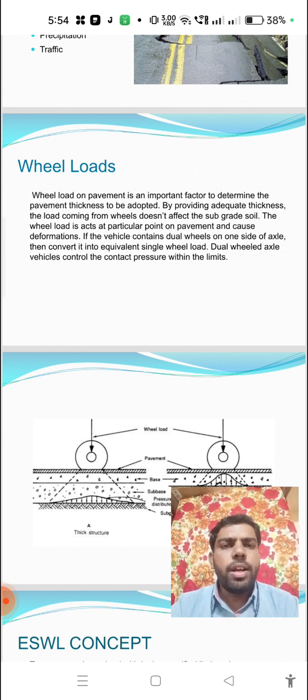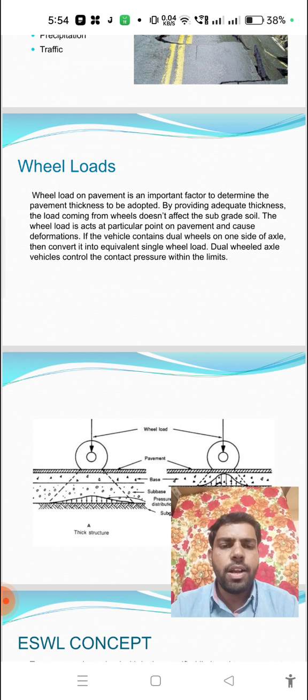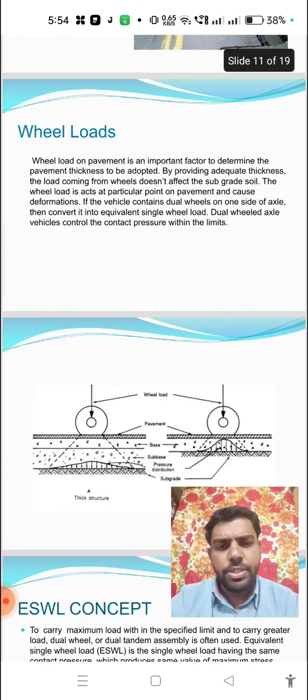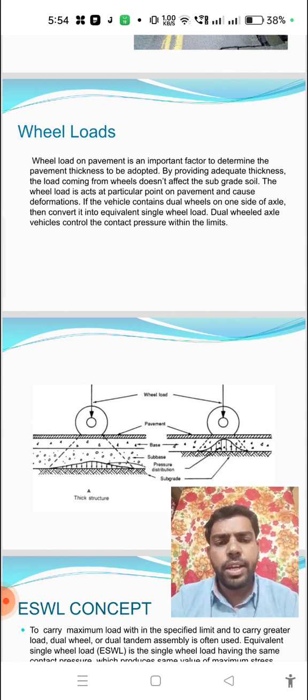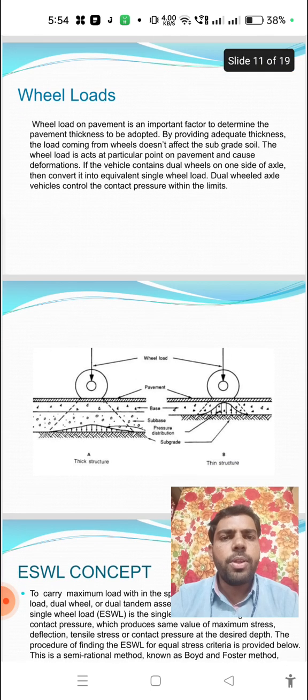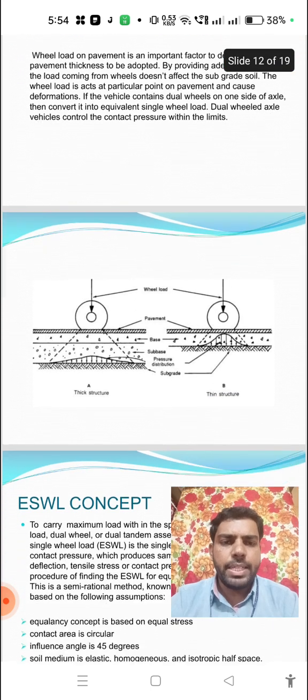If the vehicle has dual wheels on one side of the axle, where the axle is the connection between two tires, it is converted into an equivalent single axle wheel load. Why? Because every vehicle can have tandem axles, multiple axles or a single axle. We do not count the total axles separately, but consider one particular load, called the single axle wheel load, which controls the contact pressure within the limits.